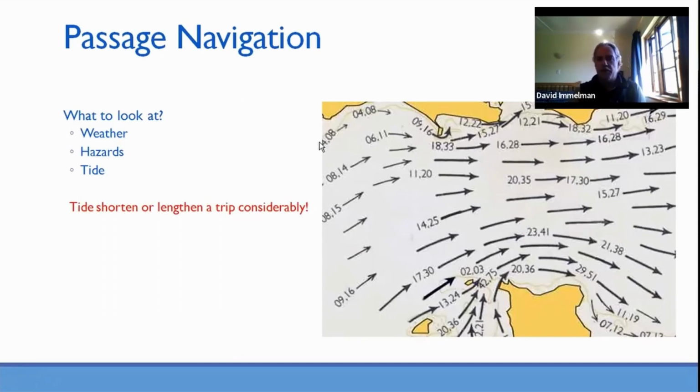You're coming from Falmouth and you're going back this way. You're going with the tide the whole way. You're going to be adding some nice speed to your speed over ground. If you're going from this side that way, you don't want to be punching tide the whole way.